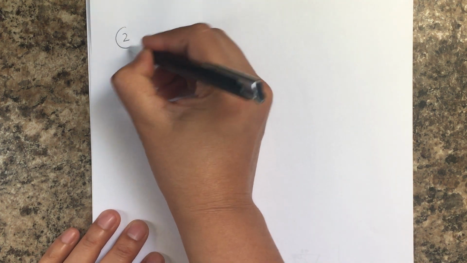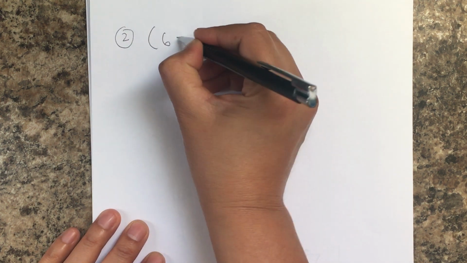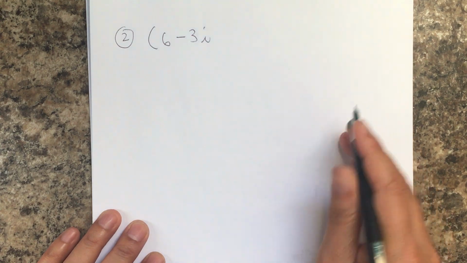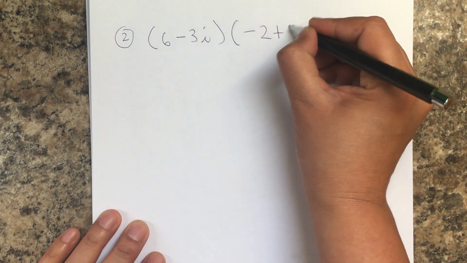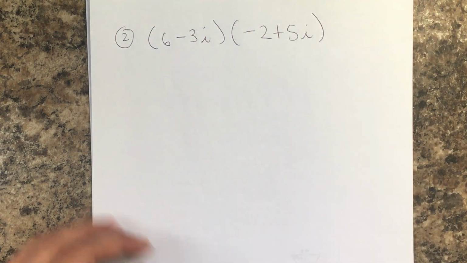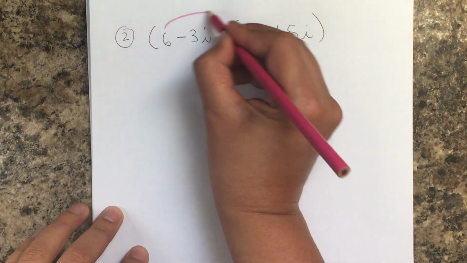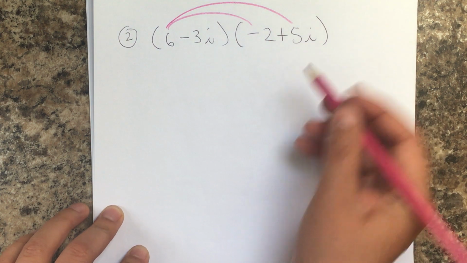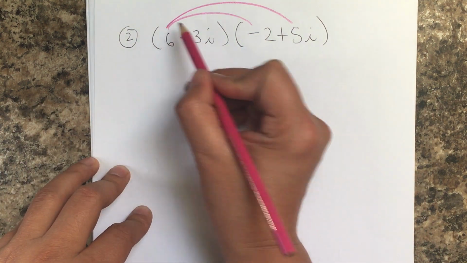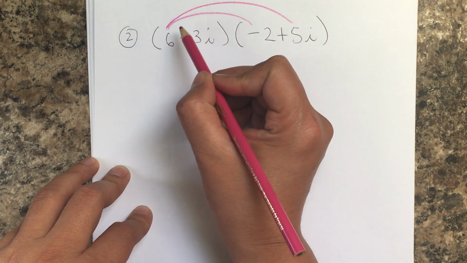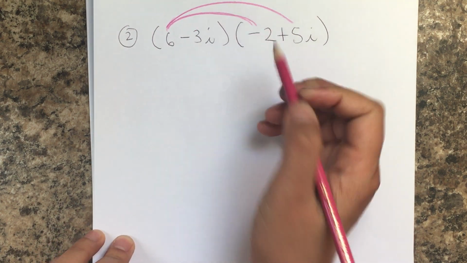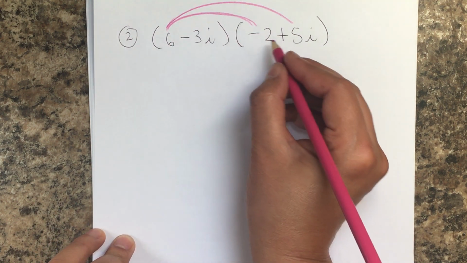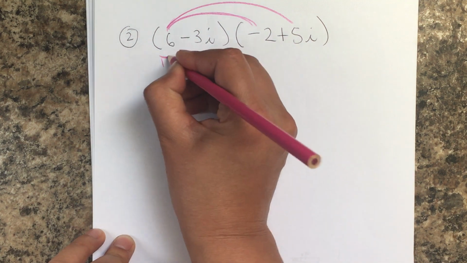Number 2 is 6 minus 3i times negative 2 plus 5i. Again, double distributive property. They call it FOIL as well. So first, oh, and they do it like this. First, 6 times, maybe I should put it first.